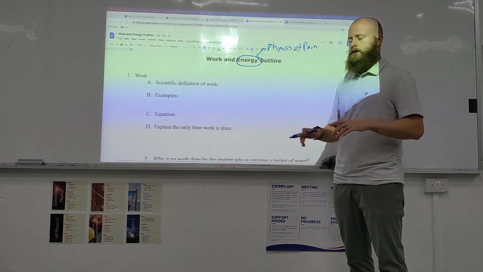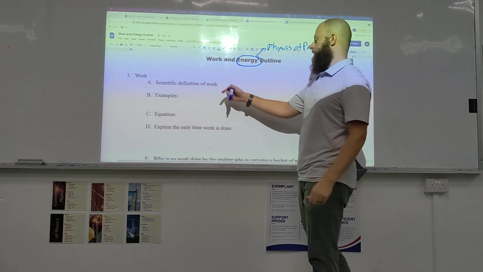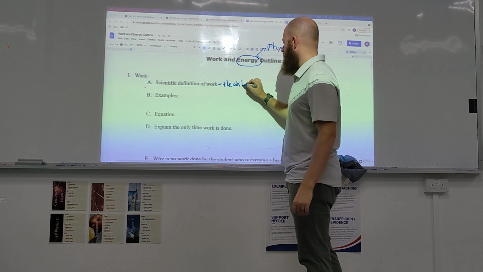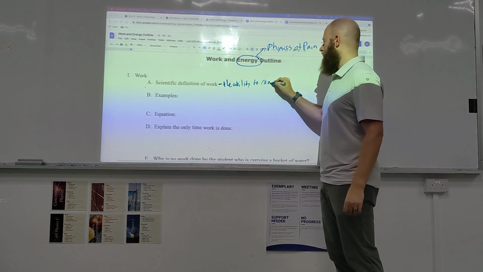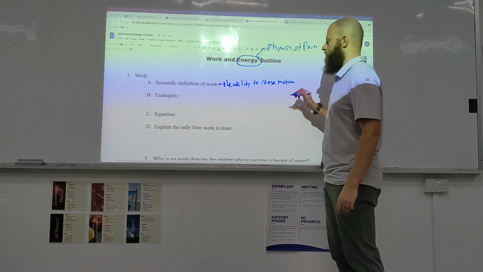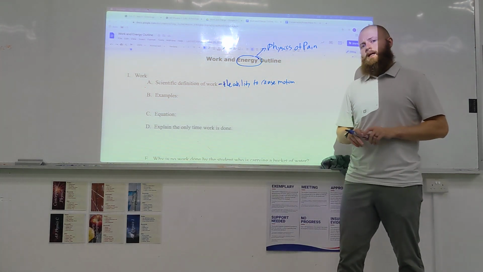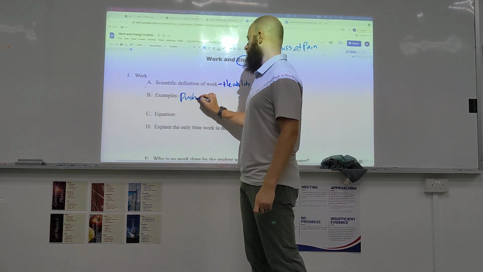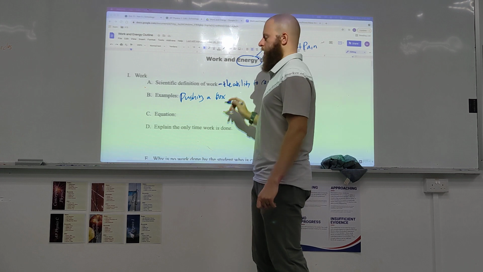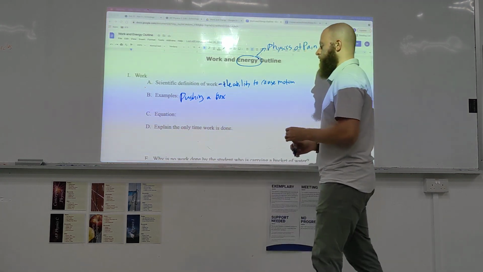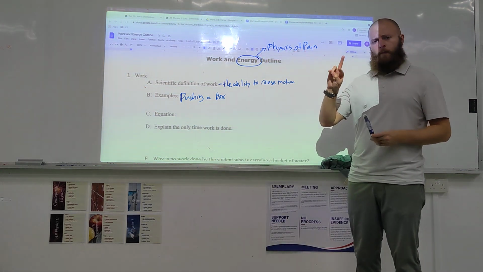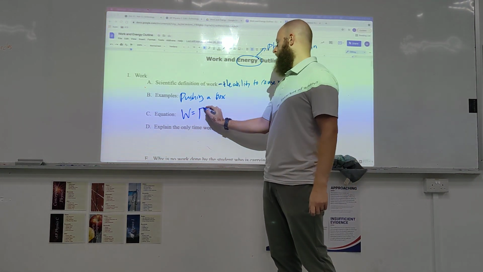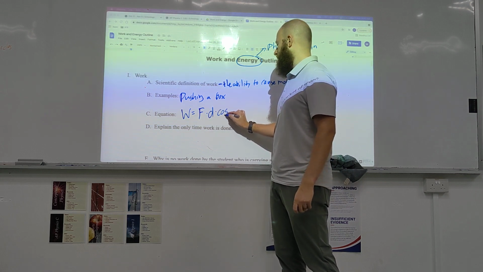Work is sort of the foundation of energy. The scientific definition of work is the ability to cause motion. Okay? So it's anything that can cause something to move. An example would be pushing a box. If I'm pushing a box, I'm causing that box to move. There are two parts of this. W, work, is F times D times cosine theta.